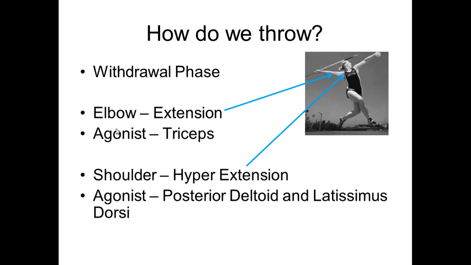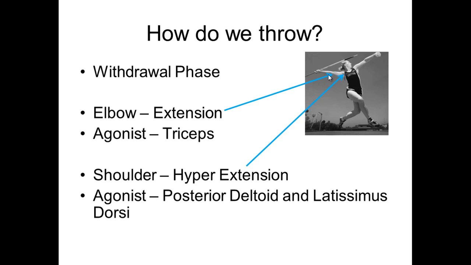The shoulder is in hyperextension. So when the arm is back in this position here, we can refer to that as hyperextension. The main agonist for that would be the posterior deltoid or the latissimus dorsi, and these are muscles that are found around the back effectively, and so that's within the withdrawal phase.